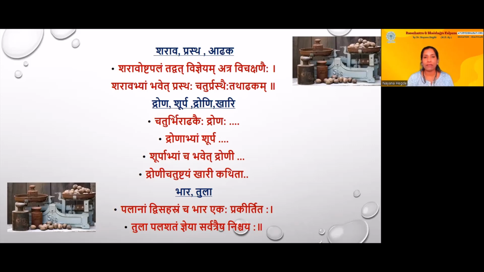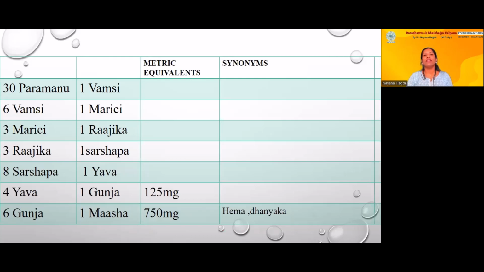So along with that, they have given what is Bara and what is Tula. One Bara is equivalent to 2000 Pala. In the shloka they have given, palana dvi sahasram cha bara eka prakirtitaha. Tula is 100 Pala equal to one Tula. Tula palashatam jneya sarvatra esha nishchayaha. So Bara is 2000 Pala and Tula is 100 Pala. The same thing with the metric equivalents is given in this table.